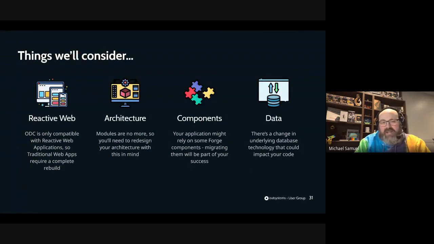With the architecture, we're going to start with the concept that modules are no more within ODC. So we'll need to redesign our architecture with that in mind. Then there are components that our application might rely on, such as Forge components, UI elements, integrations, etc. Migrating them will be part of our success. And then data: we'll look at the change in underlying database technology that could impact the code and how we interact with it.